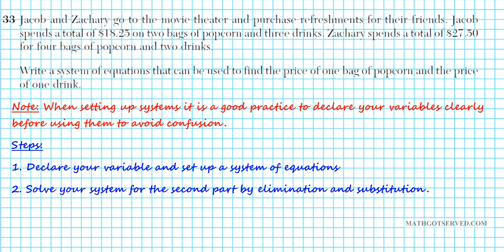All right, so let's go ahead and start by declaring our variables. Let's call P the unit price. So let P equal the unit price of popcorn. Notice how I use P for popcorn, so I don't get it confused. You can always do that. You don't always have to use X and Y.